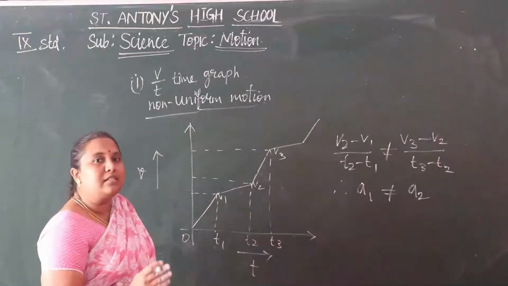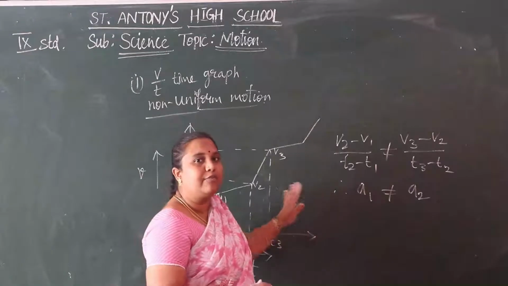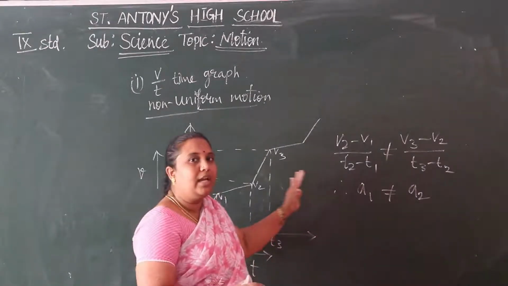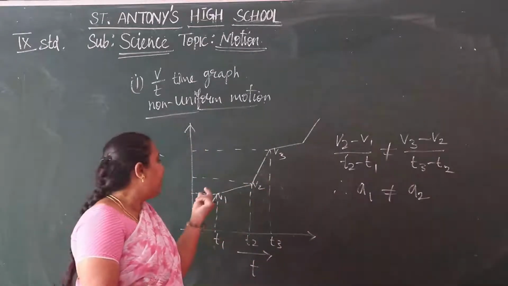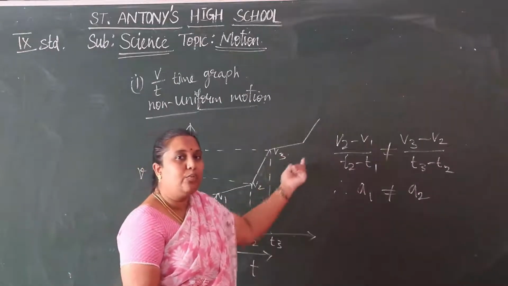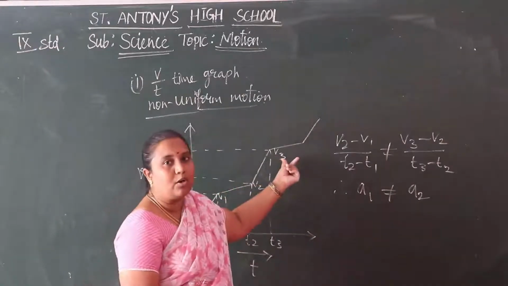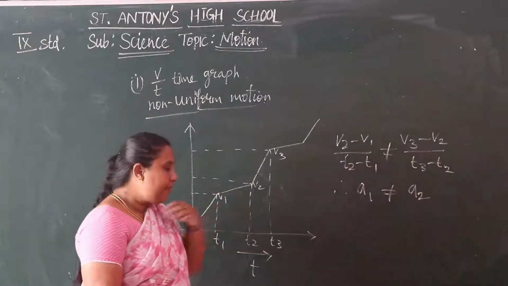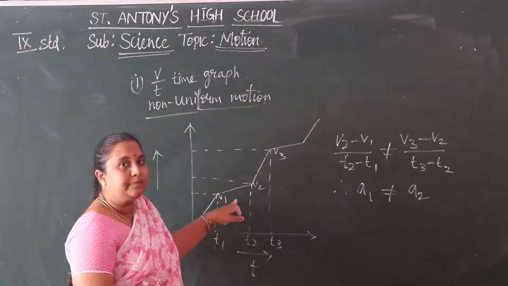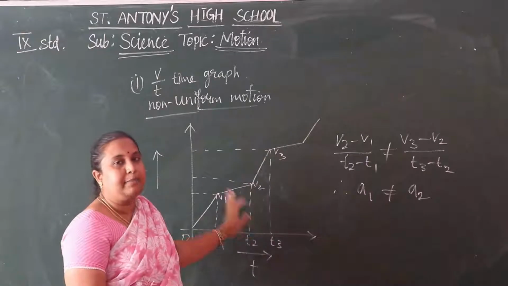Since they are different, we can calculate the average velocity over these two places. The body is moving from v1 to v2 and v2 to v3. So we want to find the average velocity from v1 to v3. For that we calculate the average velocity using the time taken.